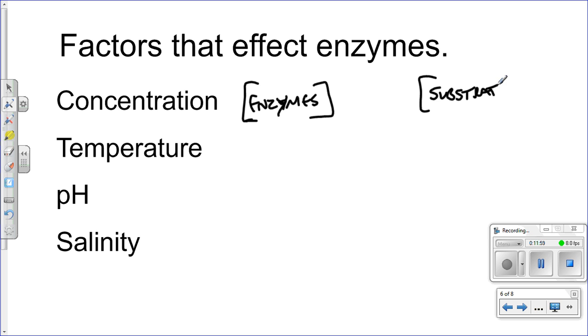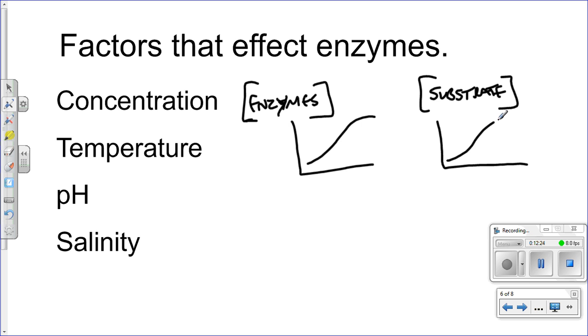If we increase the concentration of either one of these, and we're talking about reaction rates here, increasing the concentration of the enzymes will increase the reaction rate. But eventually it gets to the point where it can't speed it up anymore. No matter how many enzymes you add, it gets to basically a terminal velocity, a velocity max that it can't go beyond. And substrate does the same thing. If we add more and more substrate, it'll work so fast and eventually it can't work any faster.